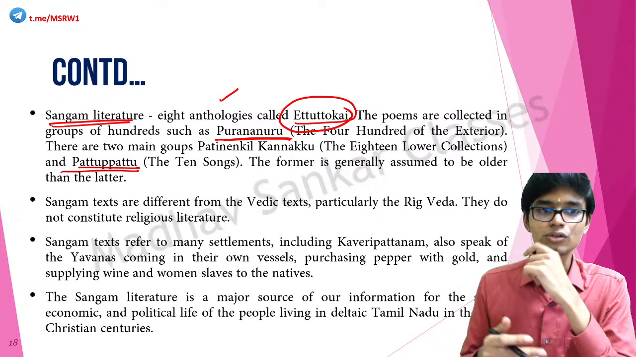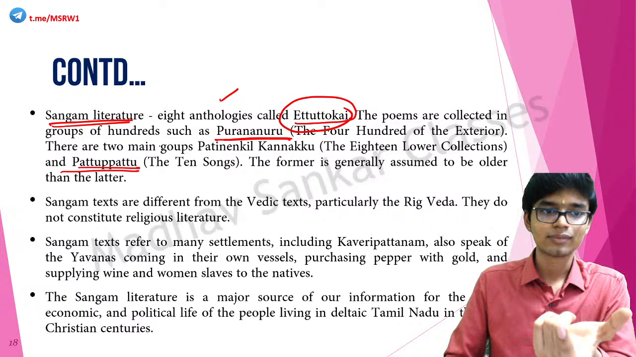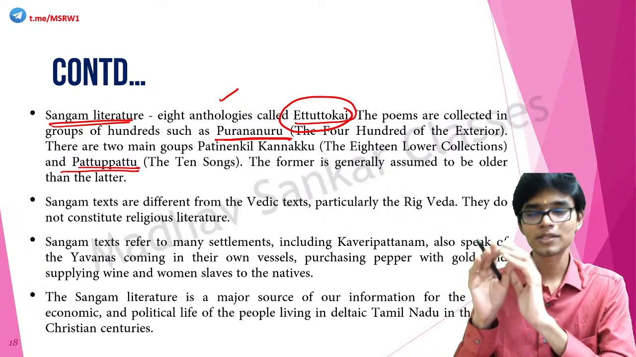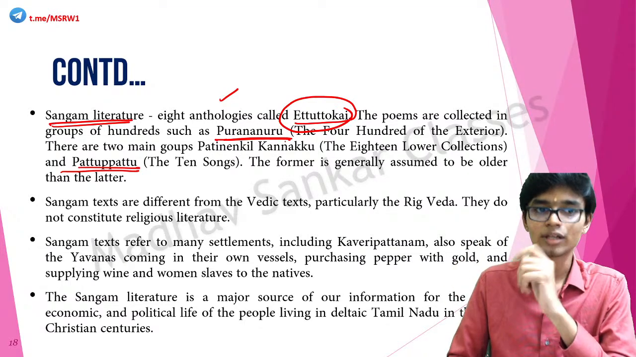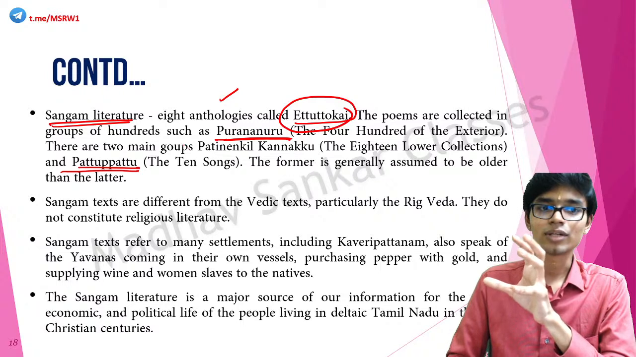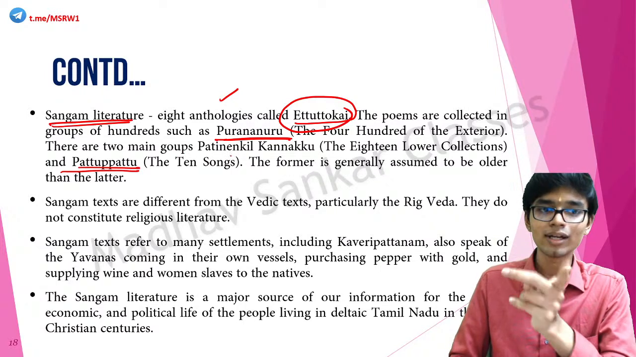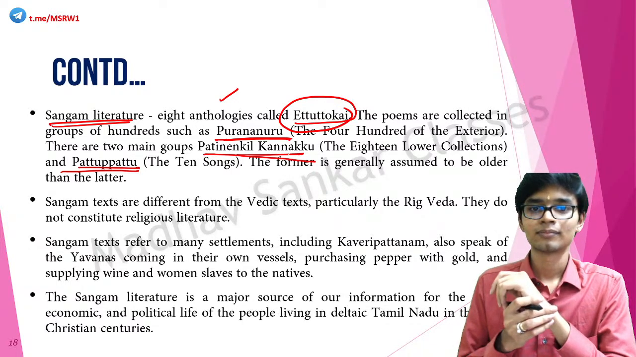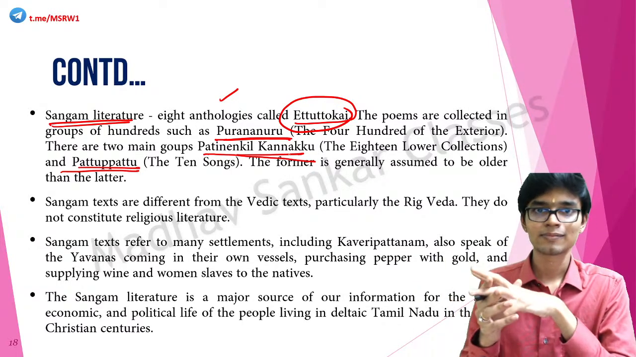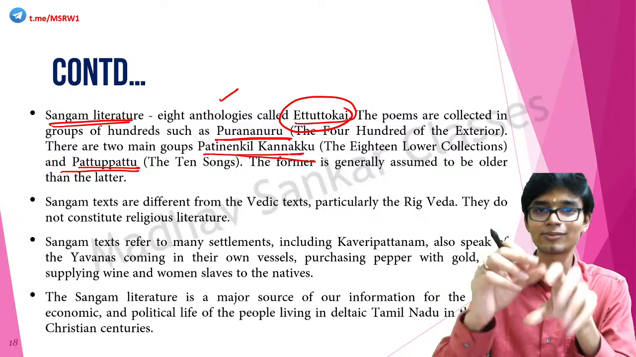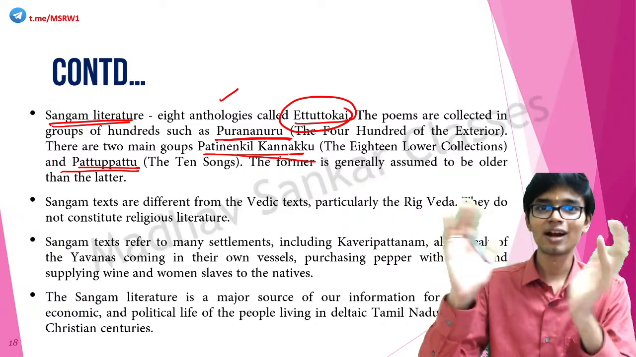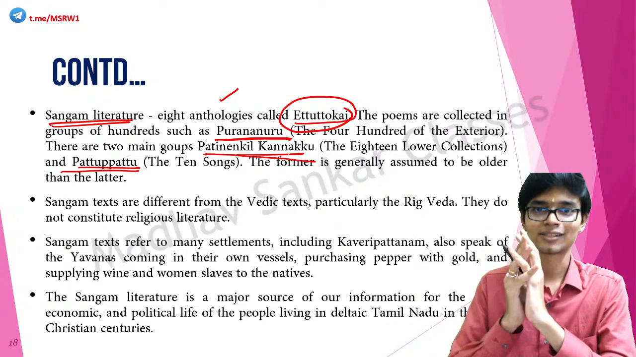Clear? And according to, I missed here. It is collected as a group of 100, groups of 100, which is known as Purananuru. And this is actually in 2 main groups. One is Pattupattu and the other is Pathinengil Kanaka, the 18 lower collections. Sorry, I missed that statement. That is why I got a bit confused there, because Purananuru is the collection of the groups of hundreds.